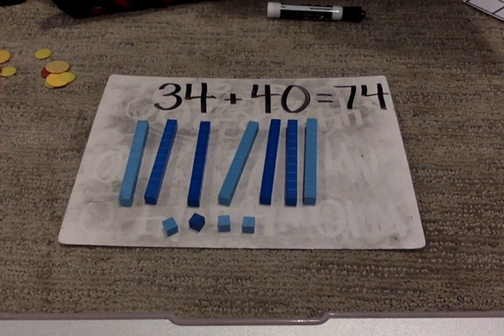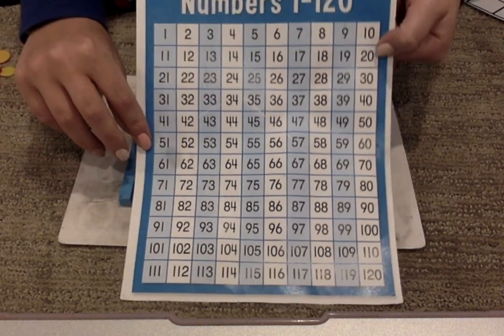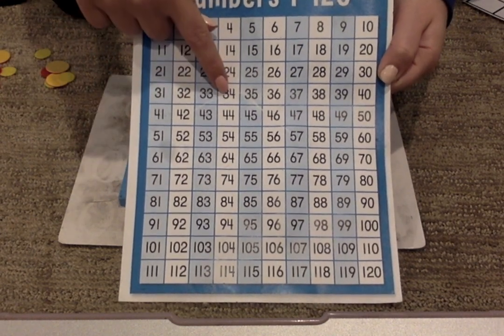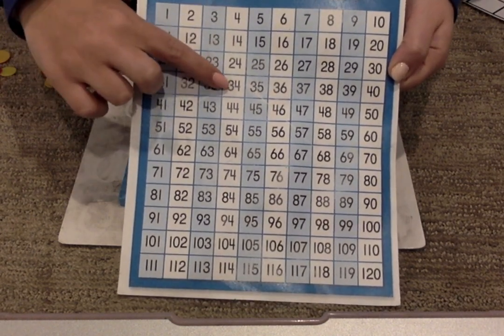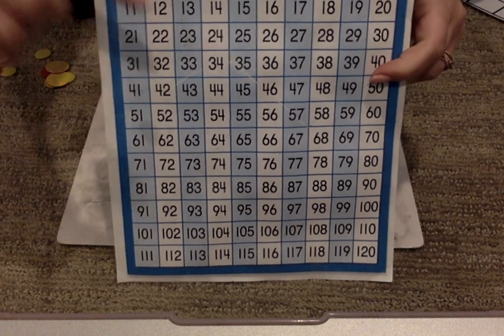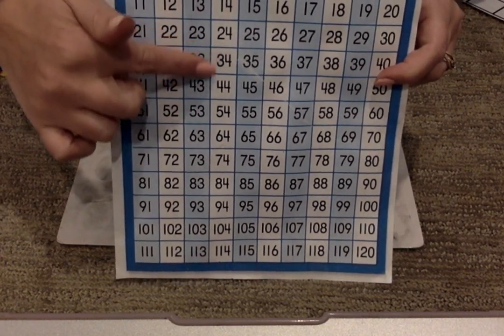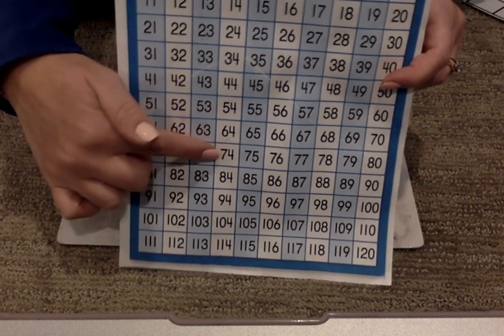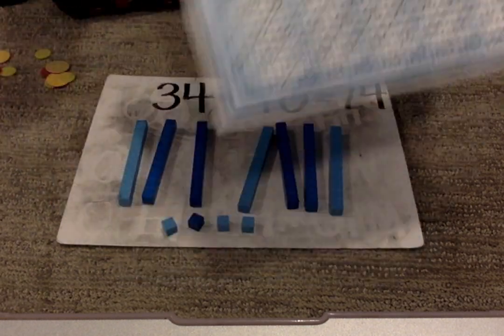I can also use my 120 chart. So first I need to find 34, and then I want to add 40, and I know that 40 is made out of 4 tens. So I'm going to add 4 more tens. So here's 10, 20, 30, 40, and I'll be on 74.